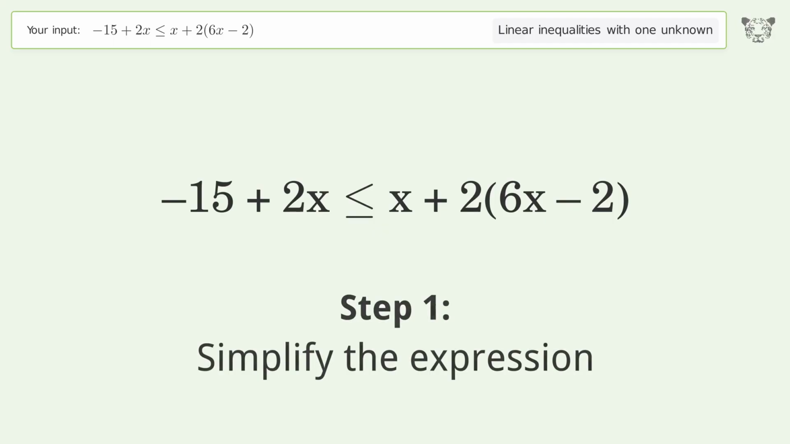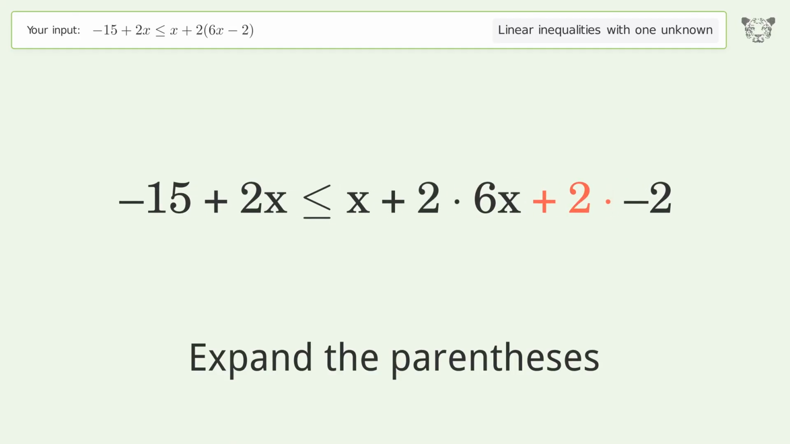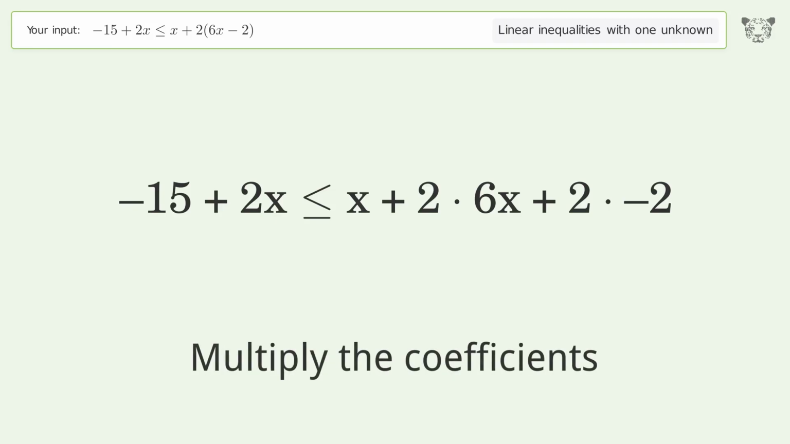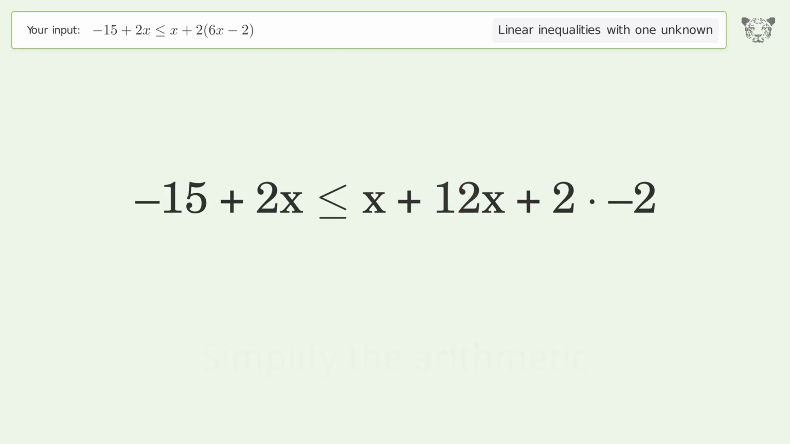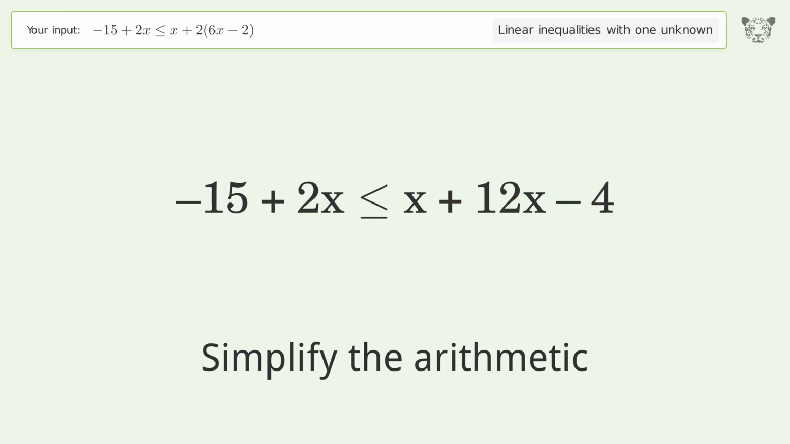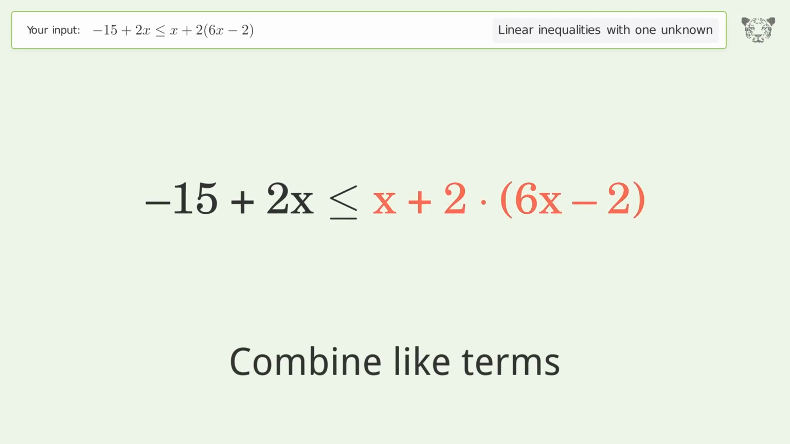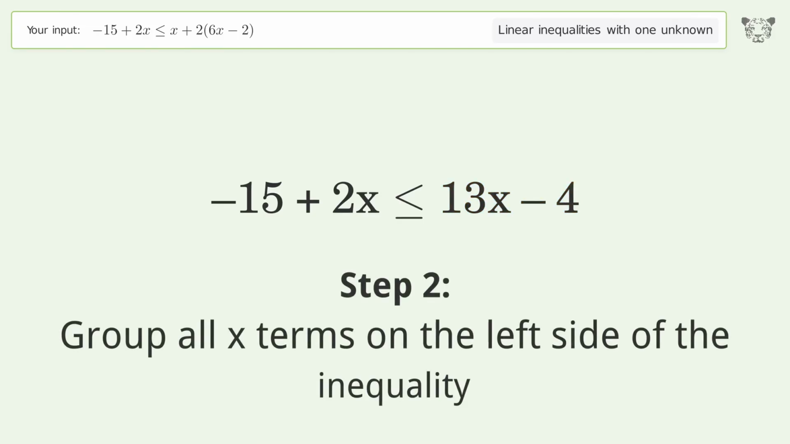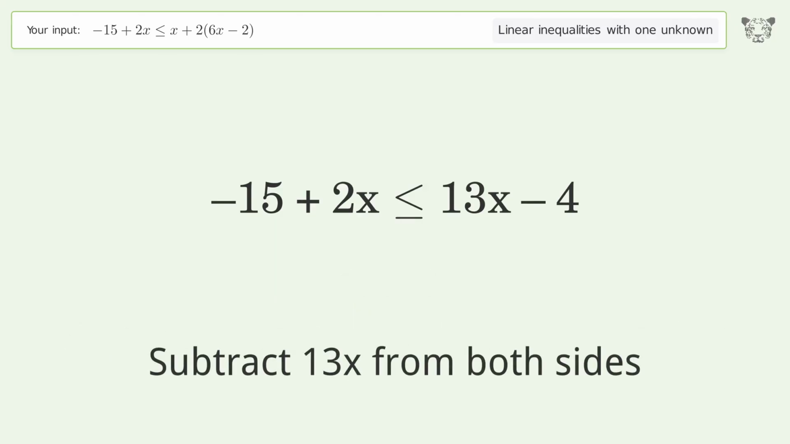Simplify the expression. Expand the parentheses. Multiply the coefficients. Simplify the arithmetic. Combine like terms. Group all x terms on the left side of the inequality. Subtract 13x from both sides.